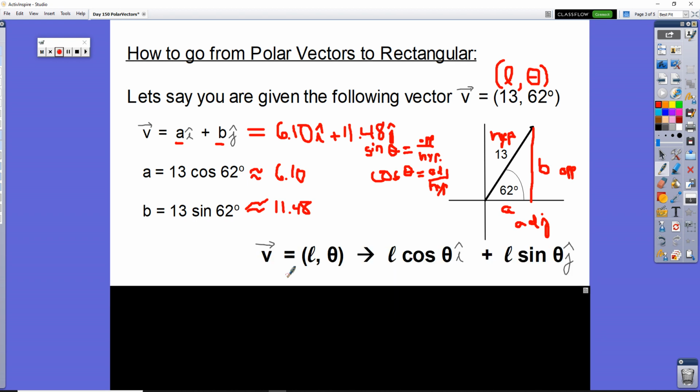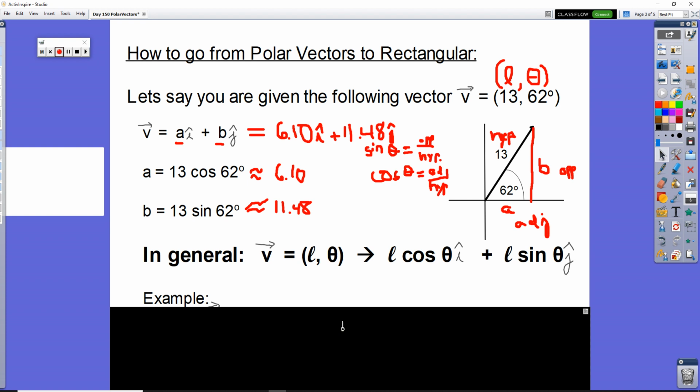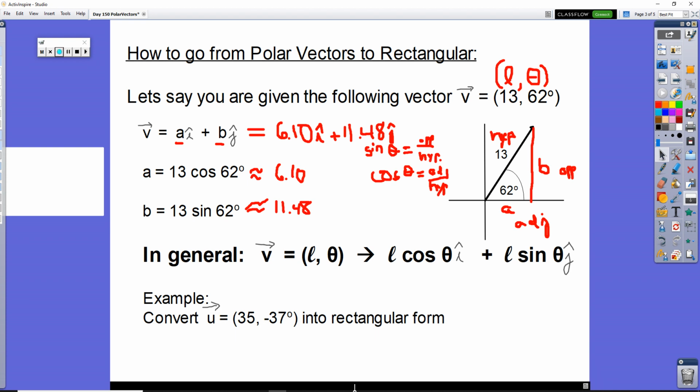So in general, if you want to do this in general, your formula for taking a polar vector and converting it into a rectangular vector is length times the cosine of the angle in the i direction plus length times the sine of the angle in the j direction. So it's a very straightforward conversion to go from polar to rectangular. Just follow this plan. So I've got one more example for you down here. I'd like you to convert the vector u, which is currently in polar form. There's our total length. There's our directional angle. I'd like you to take this vector and get it into rectangular form.